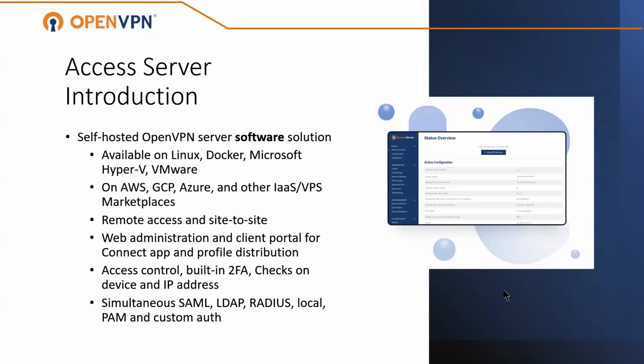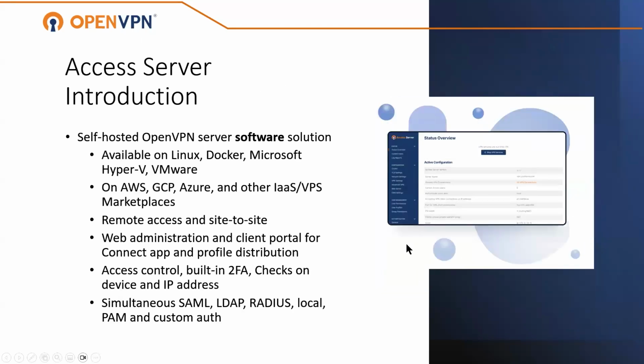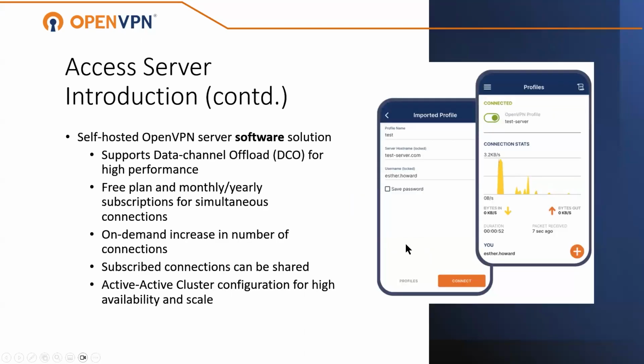Users can also get their profile and connection application, which is called the Connect app, by logging into the client web portal, which is also served directly by the Access Server. Here's a picture of how the Connect app looks.